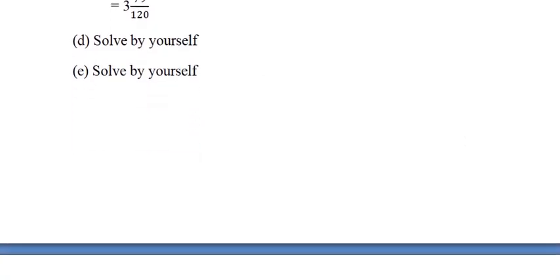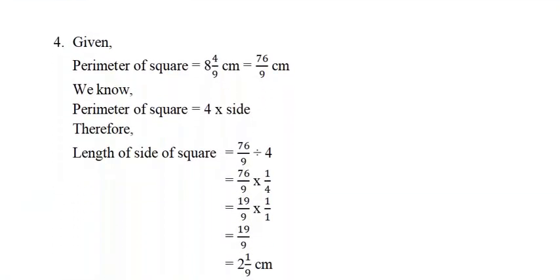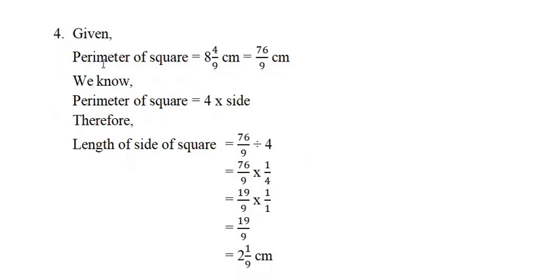Question number 4. In this question, first let's read the question. What is the length of the side of a square whose perimeter is 8 whole number 4 by 9 centimeter? So we have to take out the length of the side of a square.